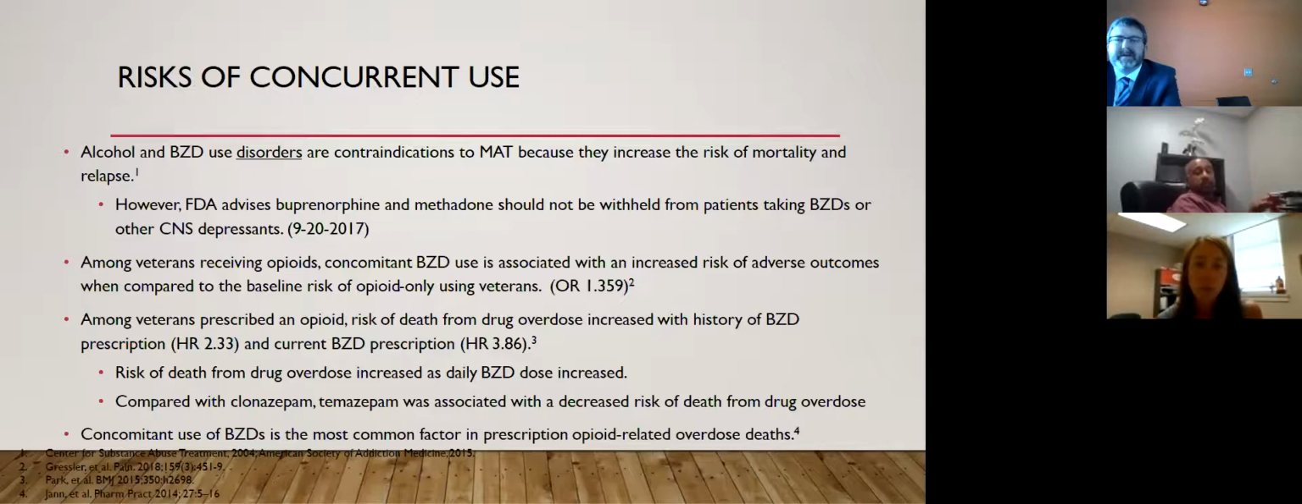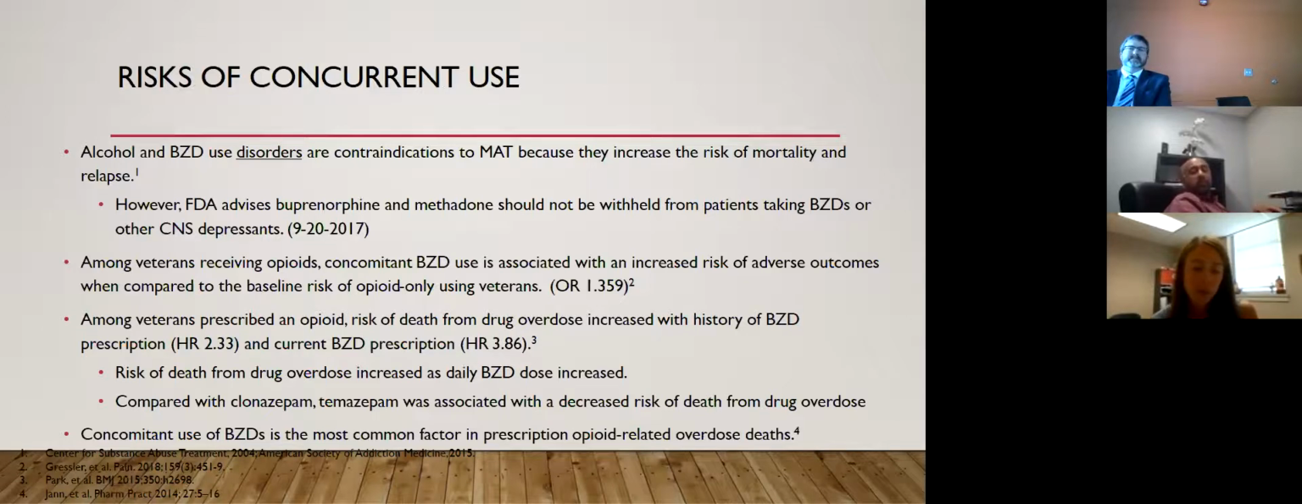But it's also important to note that in someone who is needing medication-assisted therapy and it's indicated because of their problematic opioid use disorder, we should not withhold that just because they are also dependent on a benzodiazepine.